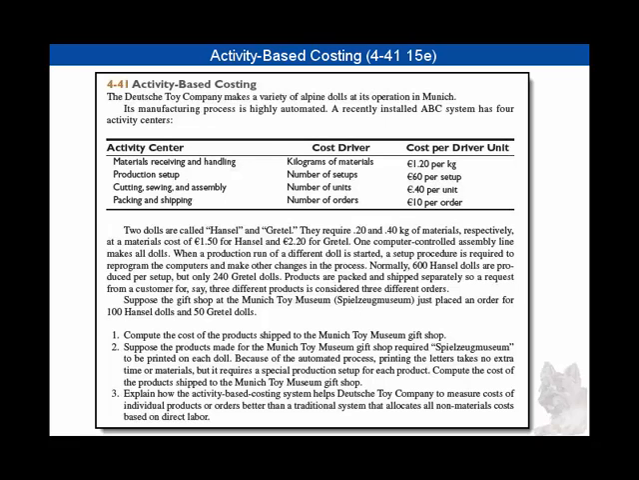Now I've slid back up so we can explore number 2. Number 2 says, suppose the products made for the Munich Toy Museum gift shop require a special stamp to be printed on each doll, or a special word. Because of the automated process, printing the letters takes no extra time or materials, but it does require a special production setup for each product. Compute the cost of the product shipped to the Munich Toy Museum gift shop.